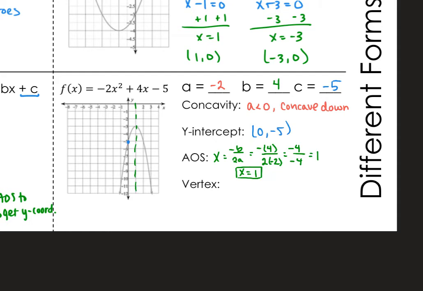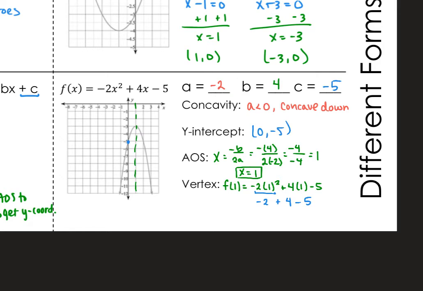And now to get our vertex, we're just going to plug in 1 to our function. So plugging in 1, we have -2 times 1 squared plus 4 times 1 minus 5. Now to simplify, we just need to do order of operations. So starting with parentheses and exponents, we have 1 squared, which is 1. And then we're going to multiply. So -2 times 1, this just is -2. And then 4 times 1 is +4 minus 5.